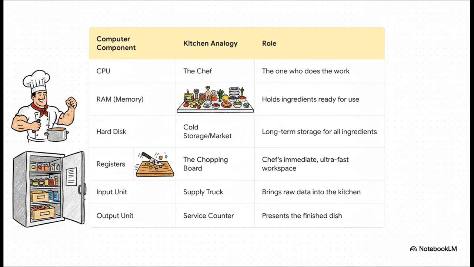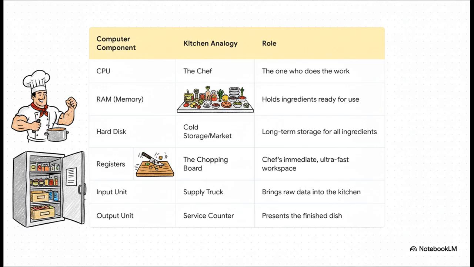So let's see how this kitchen analogy maps to the real computer parts. The CPU? That's your chef, the one who does all the actual work. The RAM, or memory, that's the kitchen counter, holding all the ingredients the chef needs right now. The hard disk is like the big cold storage room for everything else. And this is a critical one, registers. Think of those as the chef's personal chopping board, an ultra-fast little space right in front of him where the real action happens.